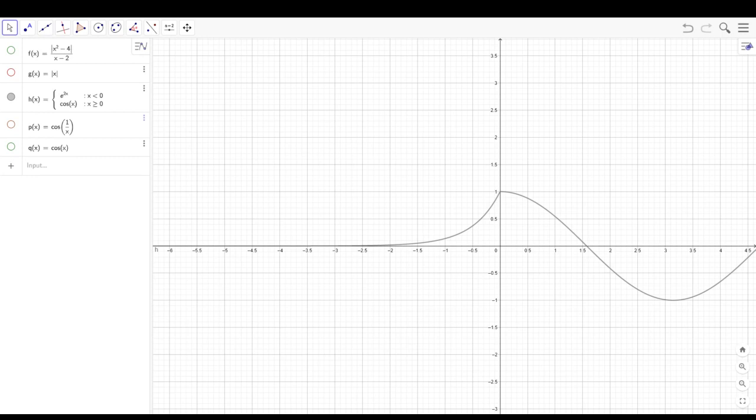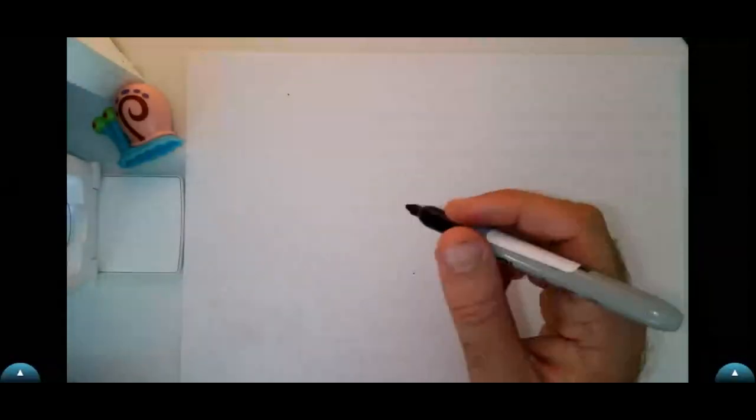Okay, so let's think about how we can write that down. We know it's true from the picture and the graph, no problem. But let's see how we can write it down. So let me share my Chrome tab. All right, so this is 2a.